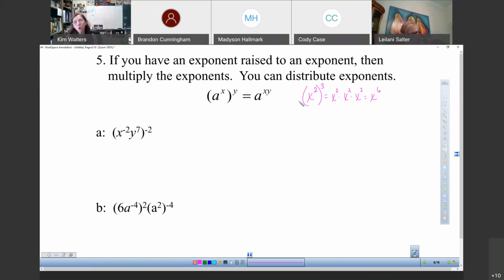Okay, so when I have something like this where I have multiple pieces, I have to raise each of these to that power. So what I'm going to do here is multiply each of these exponents by -2. And so this is going to be x to the positive 4 and y to the negative 14. Now again, I don't like that negative 14th power. So in order to write this as my final answer, I have to take that negative 14th power, drop it down to the denominator, and write this as x to the 4th divided by y to the 14th.